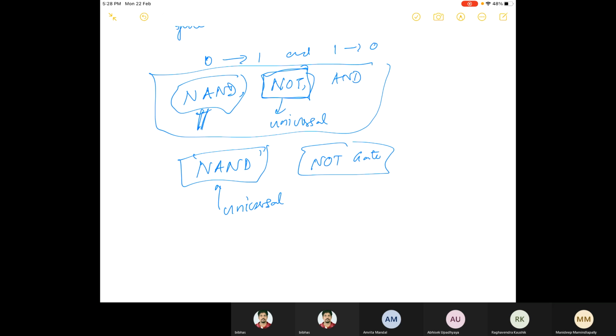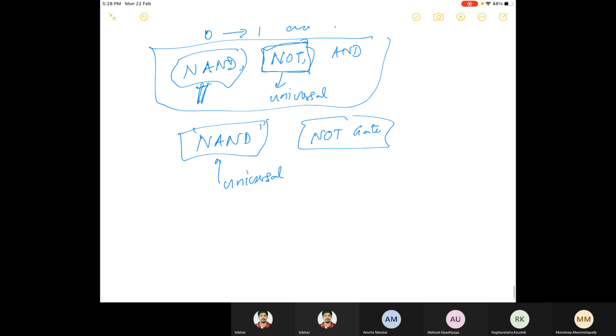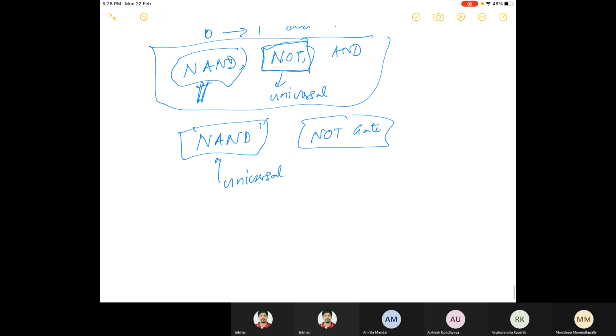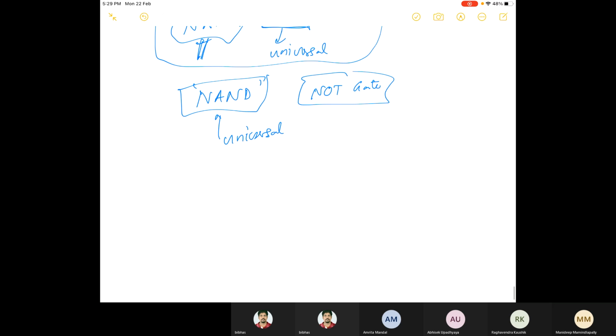Yeah, NOT gate is one example of a reversible gate. So the question is whether it is a universal reversible gate or not. And you can have other reversible gates, for example, the swap gate. So swap gate, like AB will go to BA, right? So this is also reversible. This is an example of a reversible gate.